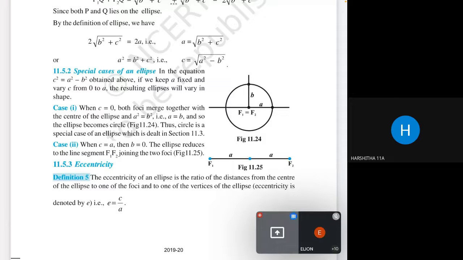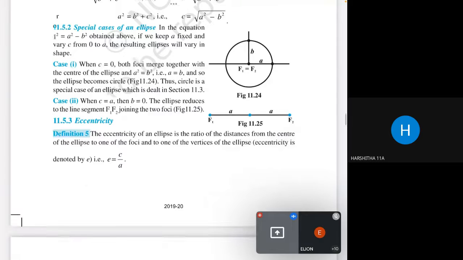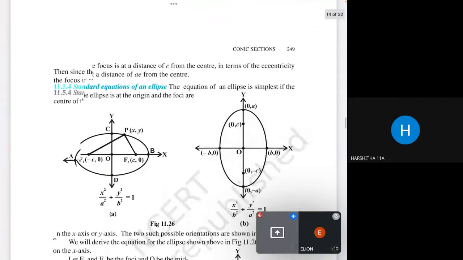Here is the new definition we are going to get, that is eccentricity. Eccentricity of an ellipse is the ratio of the distance from the center of the ellipse to one of the foci, to the distance from the center to one of the vertices of the ellipse. It is denoted by e. e is equal to c by a. So now let us see the standard equations.